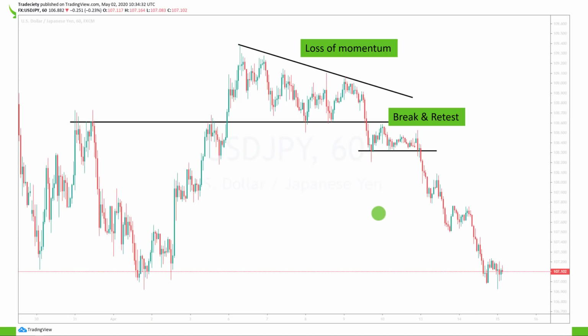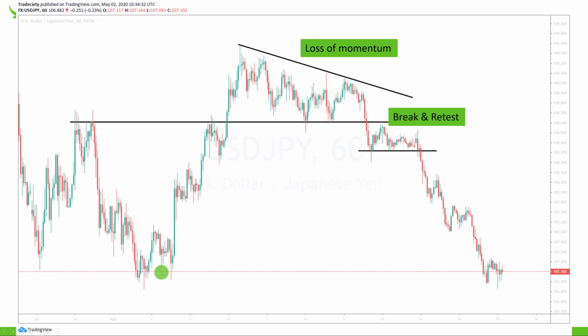So I prepared 12 very powerful price action setups and tricks that will help you look at charts in a very different way and help you understand price movements in a much more professional approach. And the first one, here are two concepts in one. We have the loss of momentum.